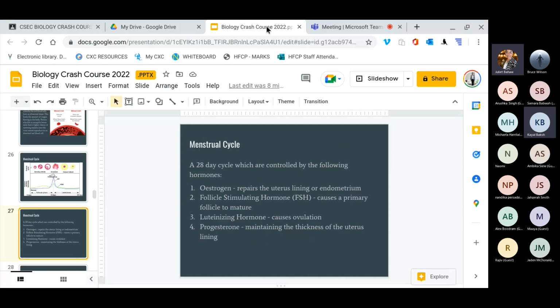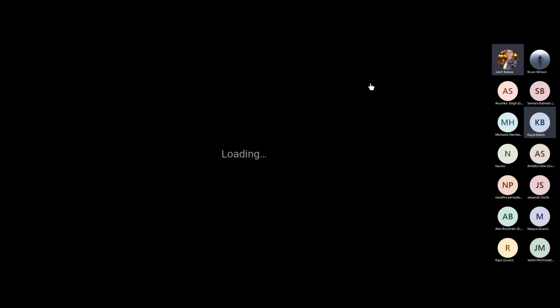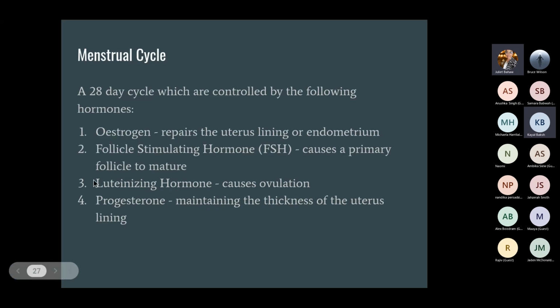Yes, so back to the hormones. You have luteinizing hormone. Luteinizing hormone is responsible for causing ovulation. Now, the word ovulation means when the egg has matured, it must leave the ovary. And when that mature egg leaves the ovary, the next phase would be fertilization. If a sperm cell was to meet the egg, fertilization will occur. Now, if there's no fertilization, there's no need for progesterone to maintain the thickness of the uterus lining.